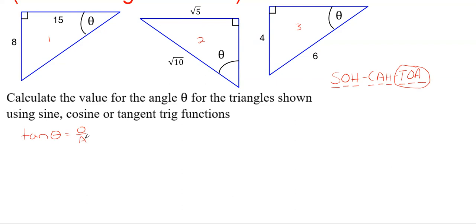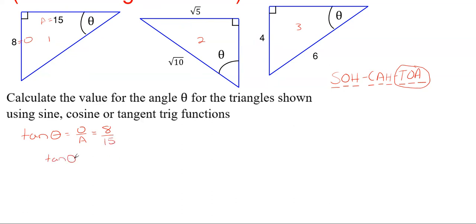Now, we just have to determine what's the opposite and what's the adjacent here. Well, the adjacent is the shorter side of the triangle that is attached to the angle or where the angle is being measured from. So this would be my adjacent. And the opposite side is the other leg that the angle is not touching, that is opposite the angle on the other side of the triangle. So with this one, we have tangent of theta is equal to our opposite, which is 8, over our adjacent, which is 15.